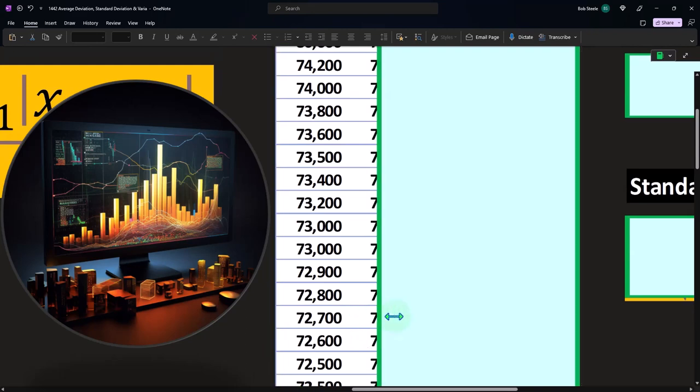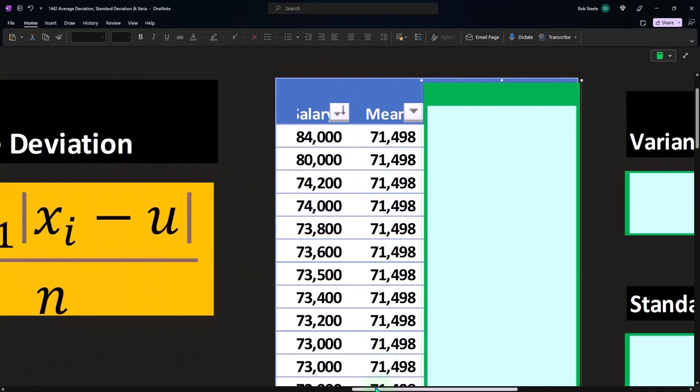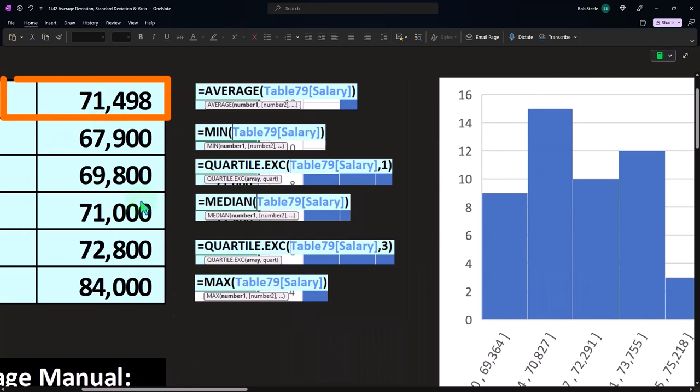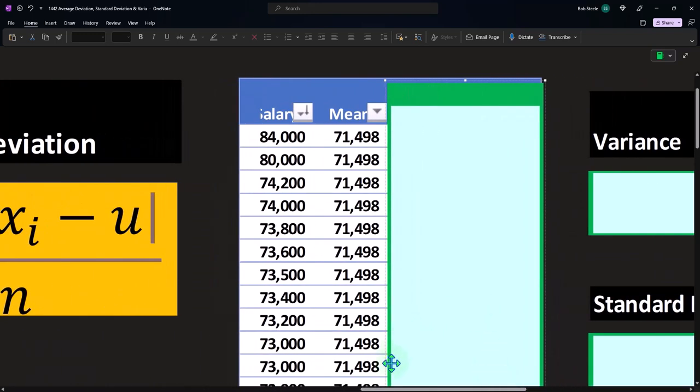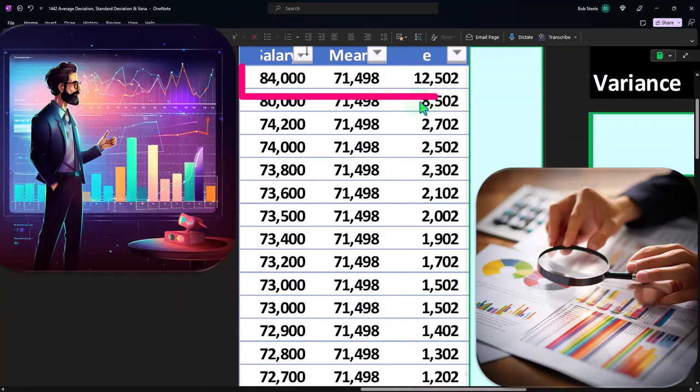Here are my salaries. I'm going to compare each one of them to the middle point or mean, that 71,498, which we calculated with the average calculation over here. And then I'm going to get each data point's distance from that middle point. So this one is 12,502. I'm just subtracting 84,000 minus the 71,498 to get the 12,502.